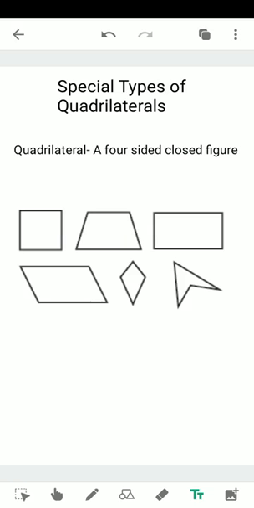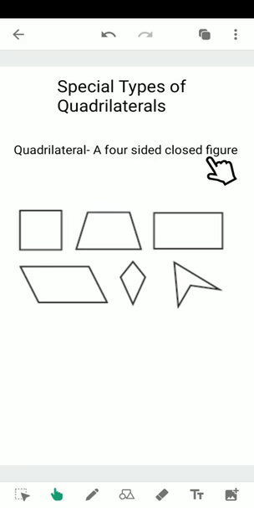In this module, we will be discussing a chapter on geometry, and the chapter title is Special Types of Quadrilaterals. In this chapter, the main keyword is quadrilateral. I expect all of you are quite familiar with the meaning of quadrilateral. As the name suggests, a quadrilateral is a four-sided closed figure.